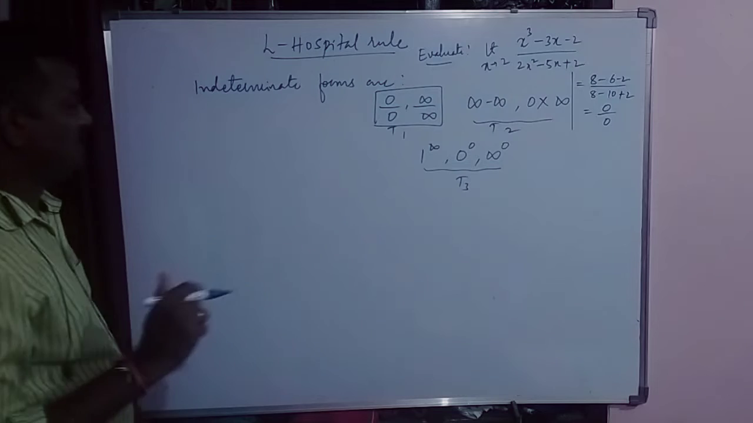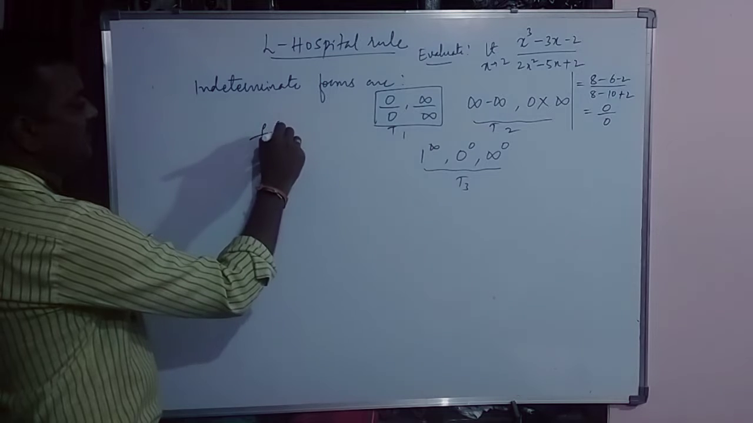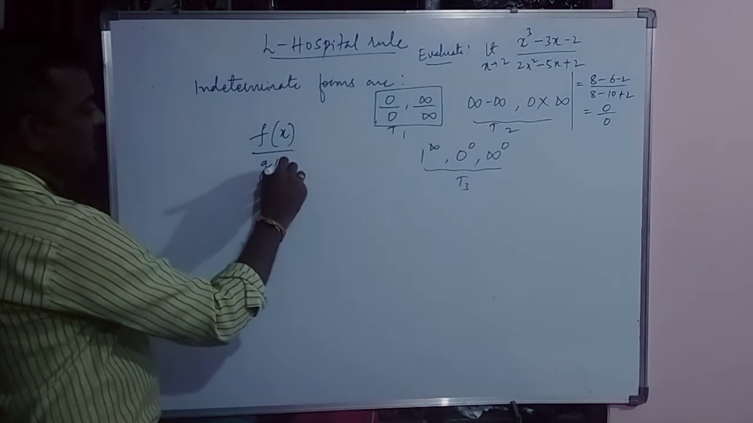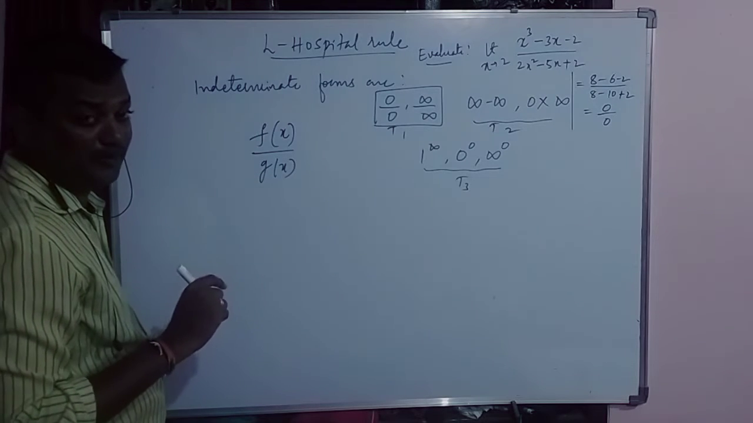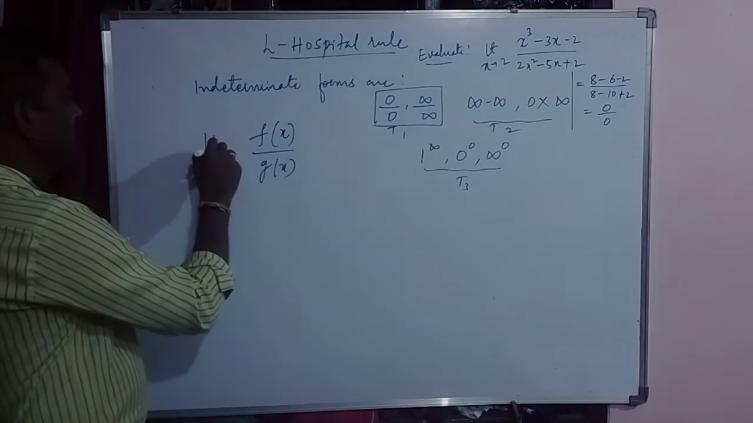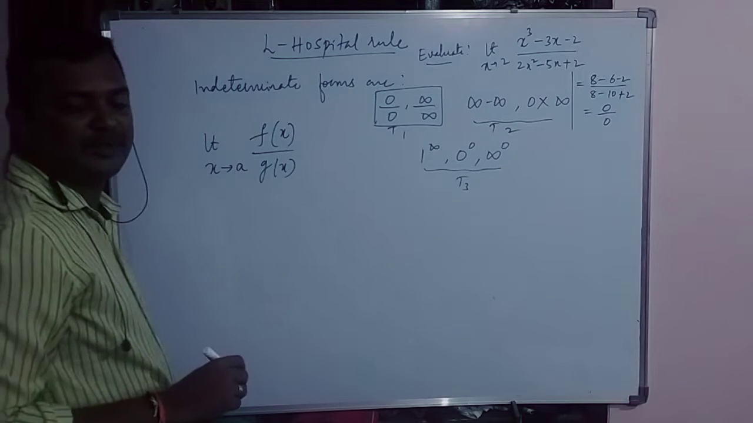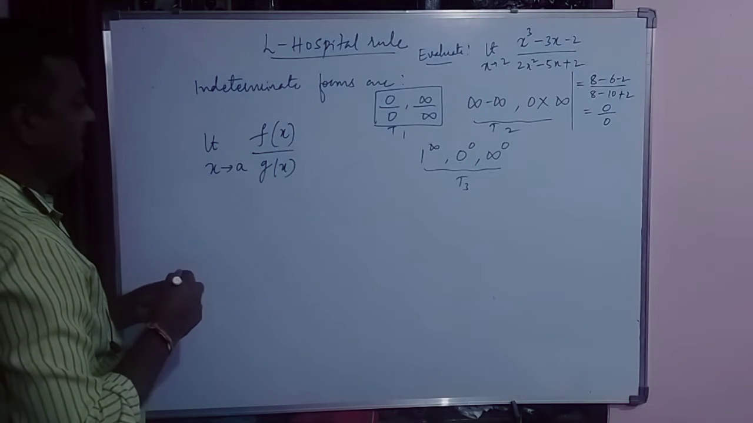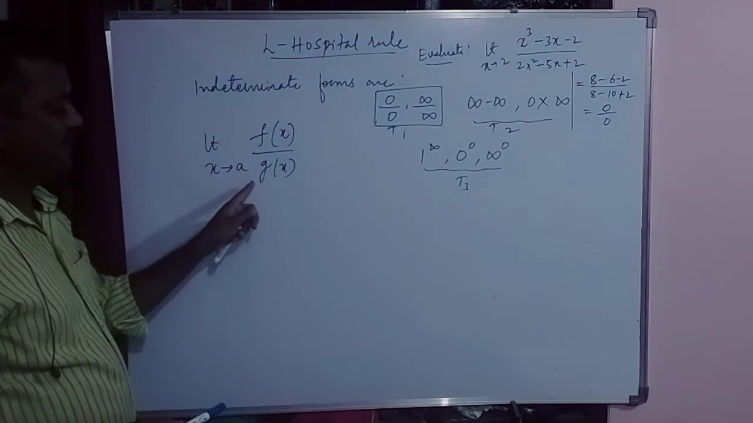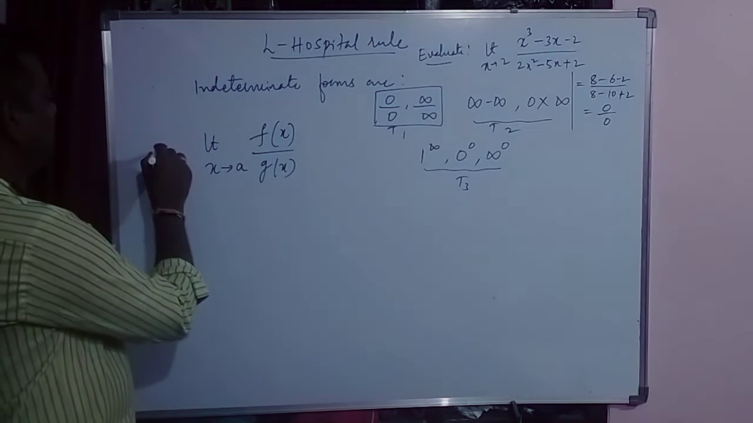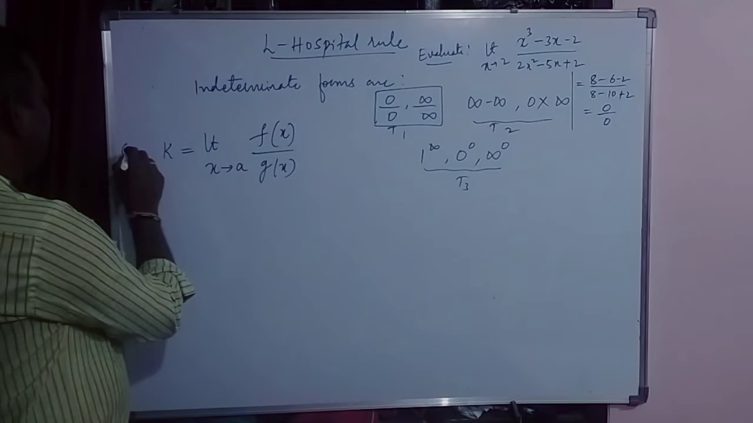So what is L'Hospital rule? First I will explain the method. We have a rational fraction, f of x divided by g of x. F of x and g of x both are polynomials of some degree. So consider the limit as x tends to a. To evaluate this kind of rational fraction, f of x by g of x, as limit x tends to a, call it some k.